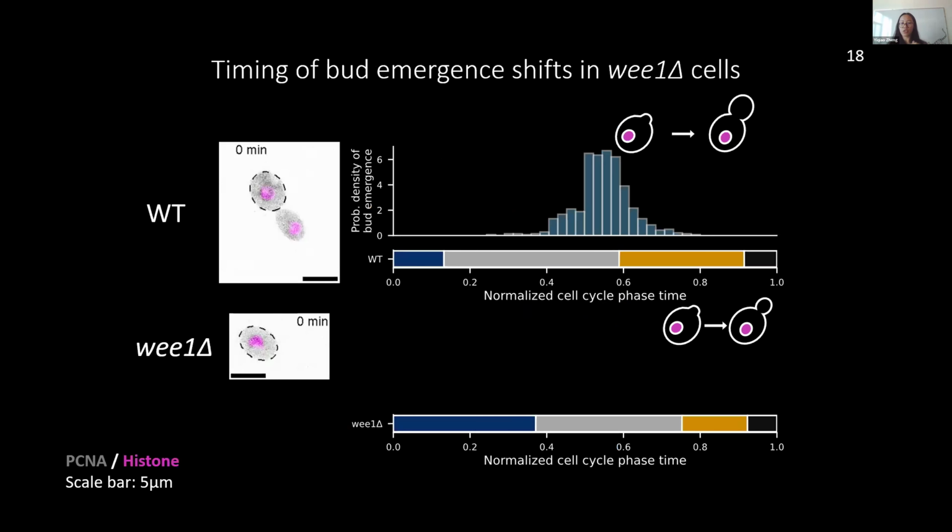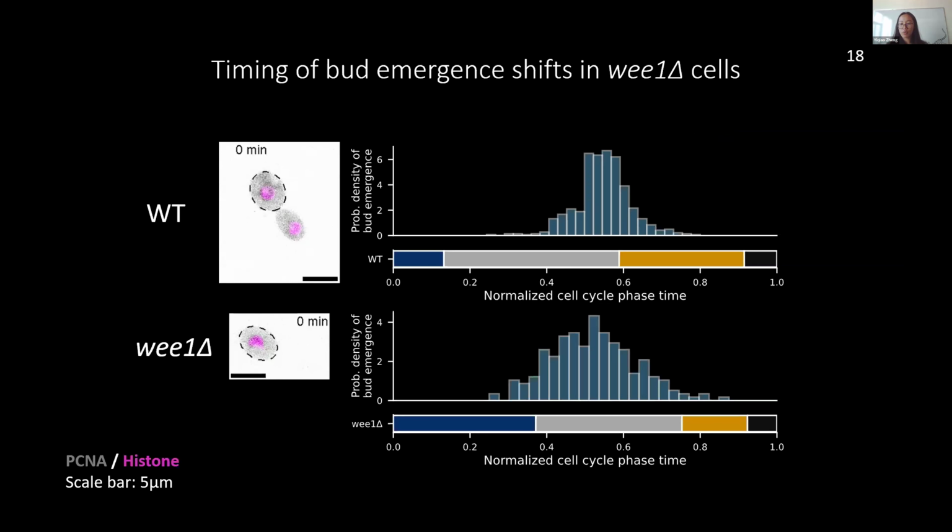So now going back, the top row is the wild type cells. In wild type cells, bud emergence happens in late S phase and early G2 phase. So the cell will have this entire G2, or maybe even longer, to make a bud. If this were also the case in Wee1 delete cells, because now it has a much shorter G2, it would essentially make a much smaller bud. It turns out when we look at bud emergence in Wee1 delete cells, the bud emergence actually shifts entirely to earlier in the cell cycle.